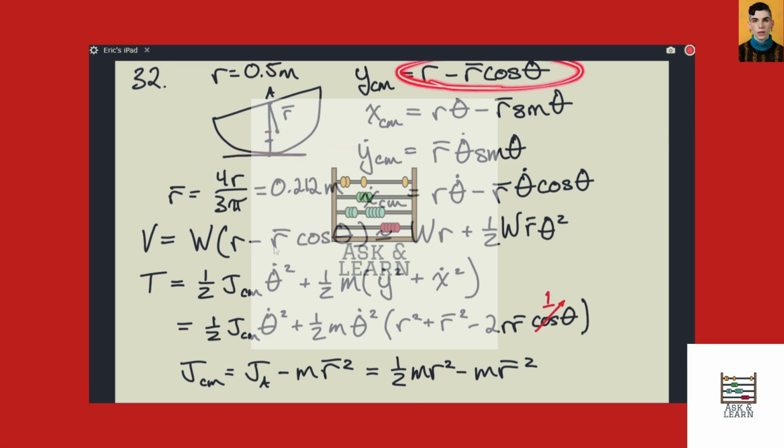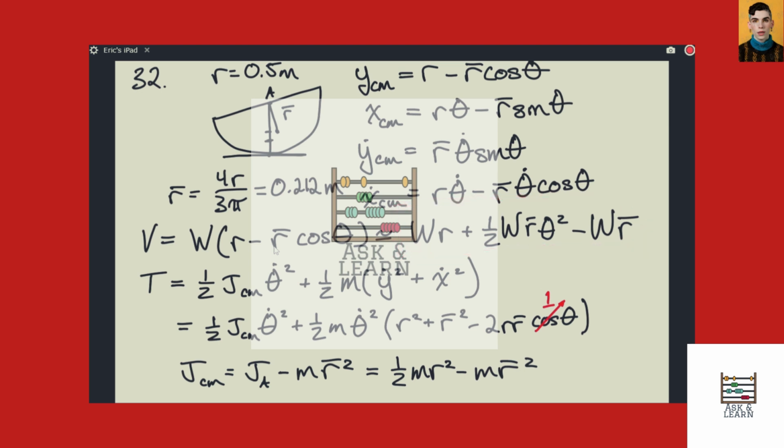So we have y cm, and now we can use our approximation for cosine of theta. I actually missed a term here, but it won't matter. So we get m g r bar. We use our approximation that cosine of theta is approximately 1 minus 1/2 theta squared, and we get this expression here.